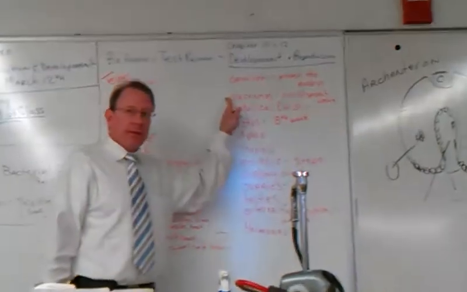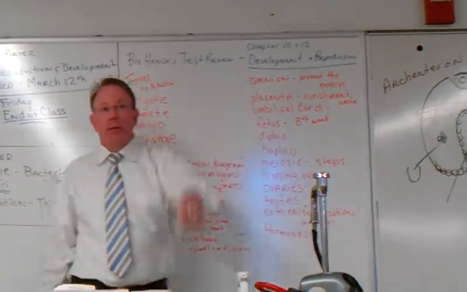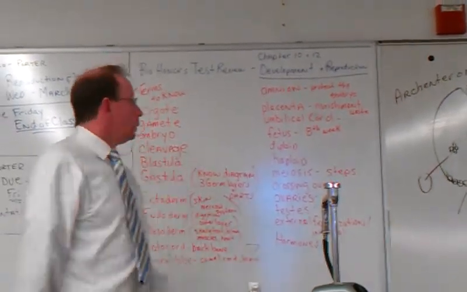The nourishment of the mother goes to the placenta through the blood vessels, and then it gets into the baby. And the amnion, the placenta is inside the amnion.